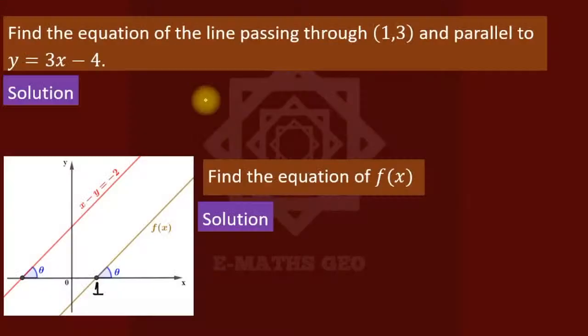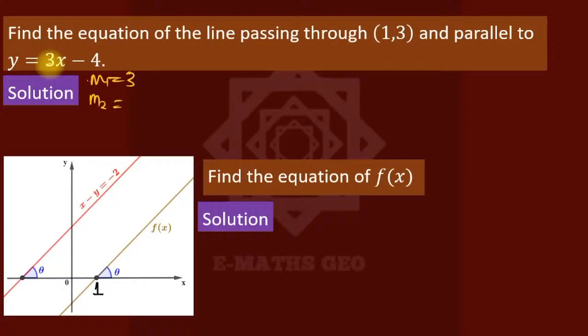Find the equation of the line passing through this point and parallel to that line. We'll now apply the knowledge of parallel lines. For this line to be parallel to the given line, it will have the same slope as the line given. Remember, the coefficient of x is the slope. So m1 here is 3.